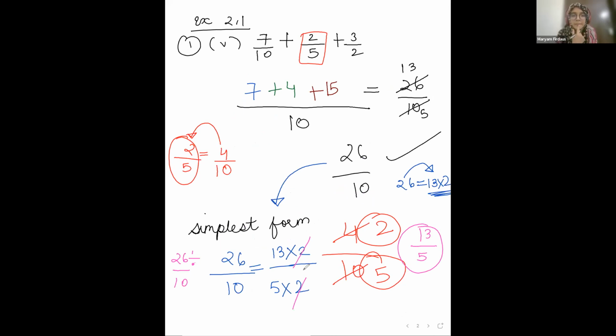Is that clear, Hiba? Yes. So your teacher has just converted that into the simplest form, and the simplest form of this fraction becomes 13 by 5. So in this type of question, we don't have to find the mixed fraction. It's not a must.